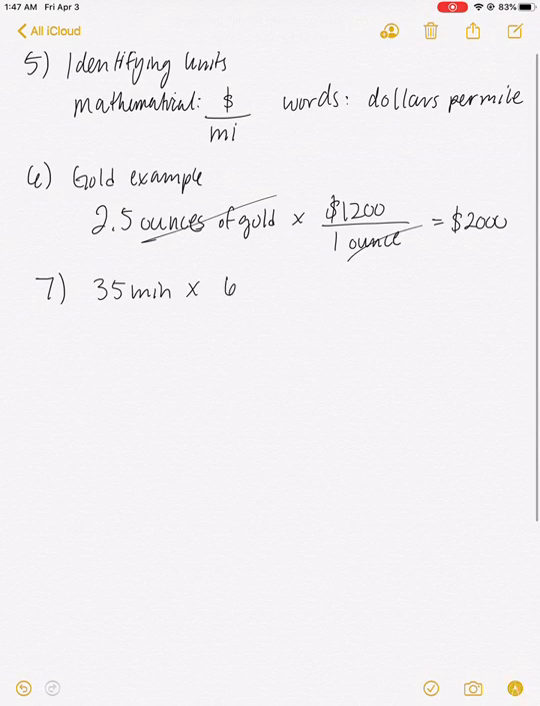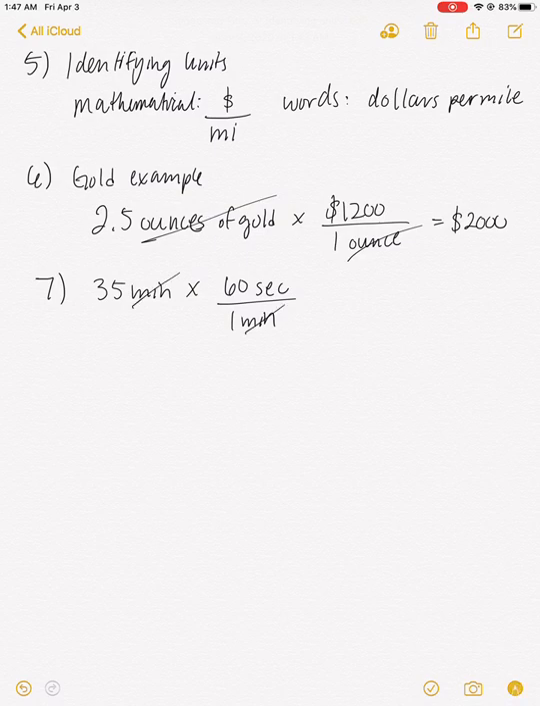So we go with 60 seconds here in the numerator for every 1 minute in the denominator. Notice that I put the minutes in the denominator, so the units will drive the mathematics, because minutes will cancel and I'll end up with seconds, which is what I want. 35 times 60 gives me 2100. The units that are left are the seconds, which is what I wanted. That's part A.